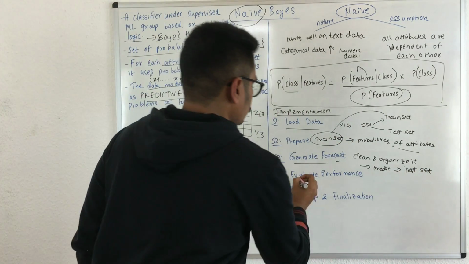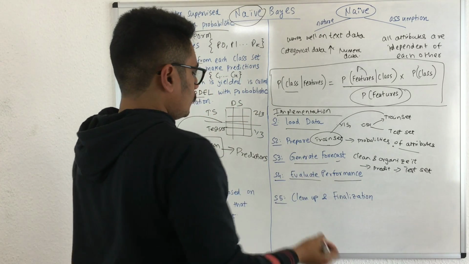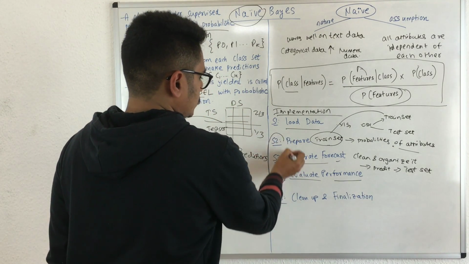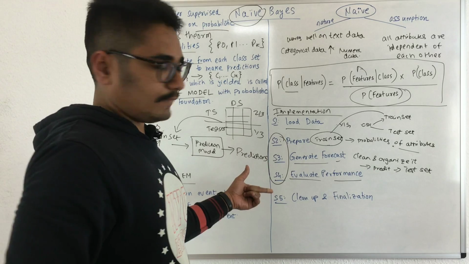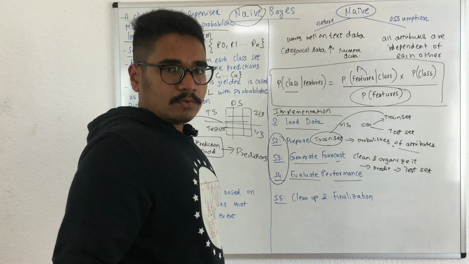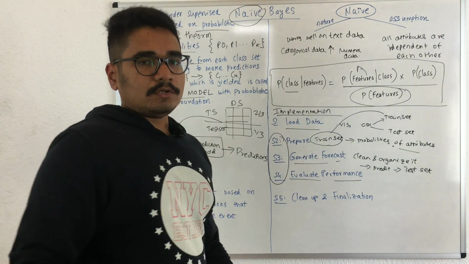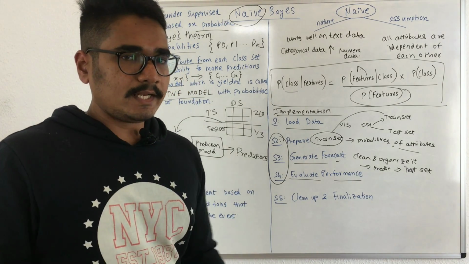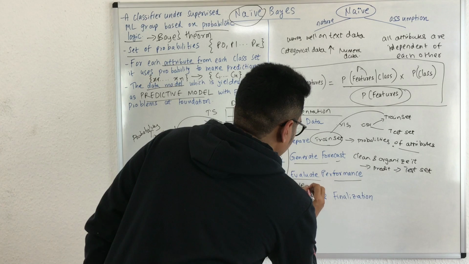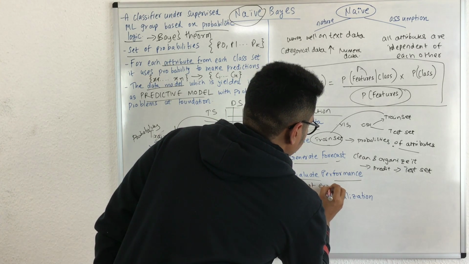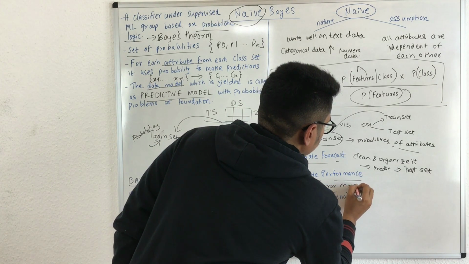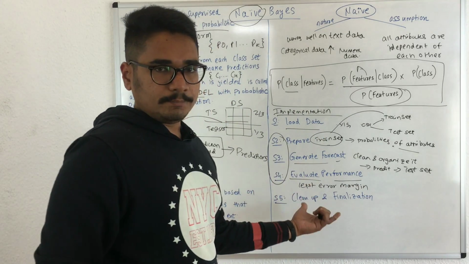Next you evaluate the performance. Performance is evaluated by iterating over these steps, that is step 2, step 3 and step 4, and then the accuracy is calculated and you try to improve it. If accuracy is not good, you try these iterations again and again, and there should be the least error margin. That is the main goal of evaluating the performance.